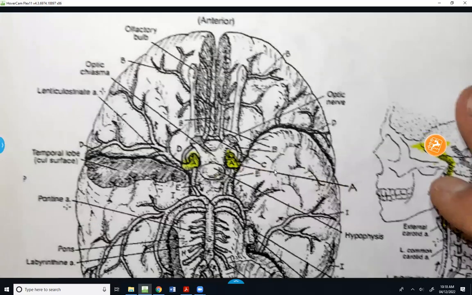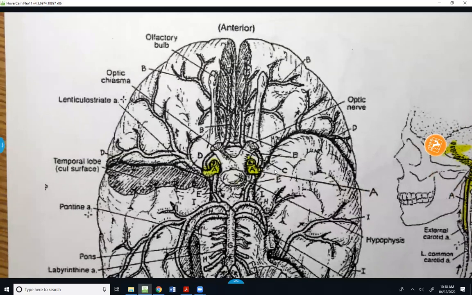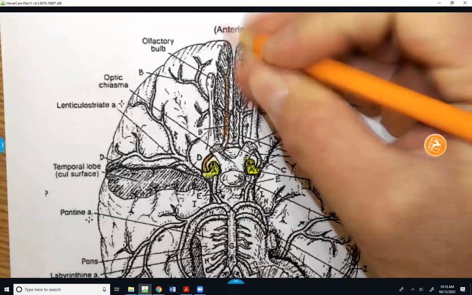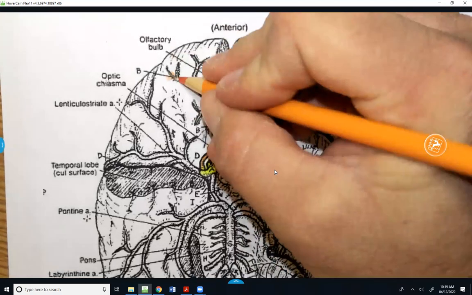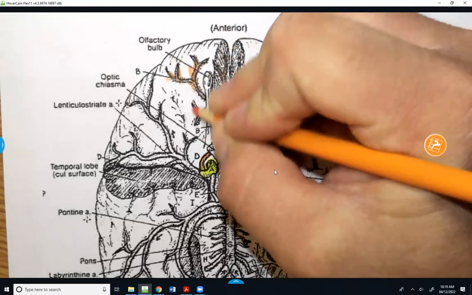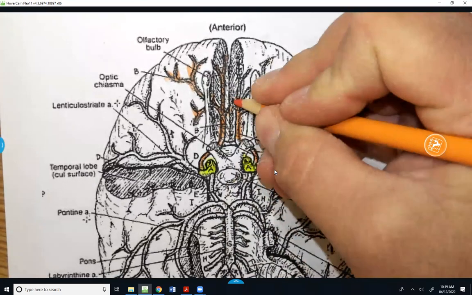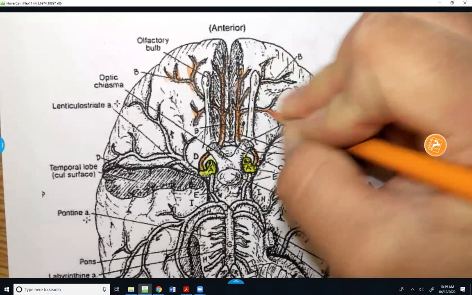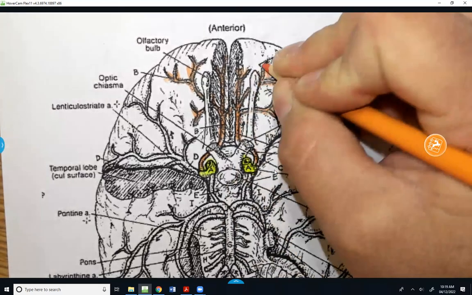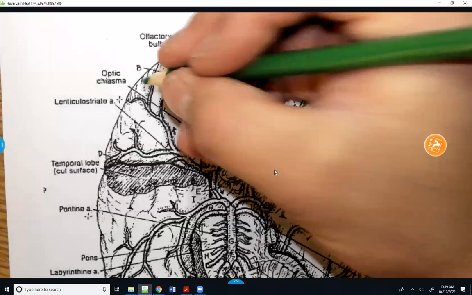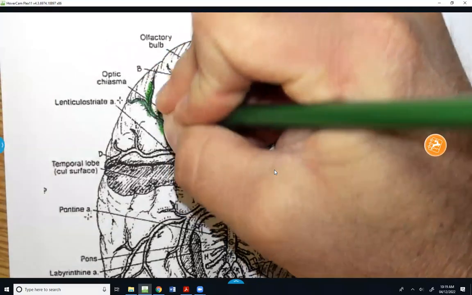Now coming off of these two internal carotids, we have letter B, which is an anterior cerebral artery. Runs to the anterior side of our cerebrum, hence the name. Couldn't be any more straightforward as far as why it's named that. See it very nicely like so. The other branch coming off of the internal carotid is your middle cerebral, feeding the middle parts of our cerebrum.